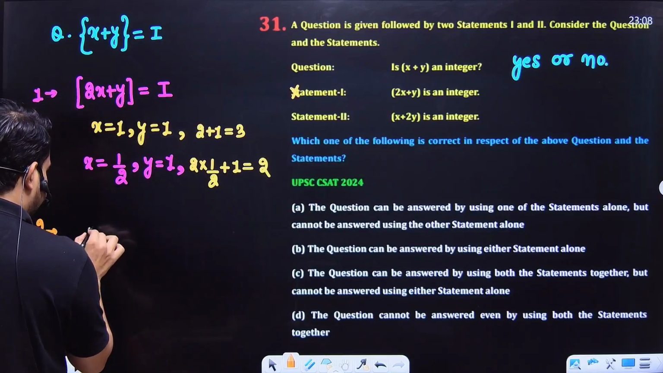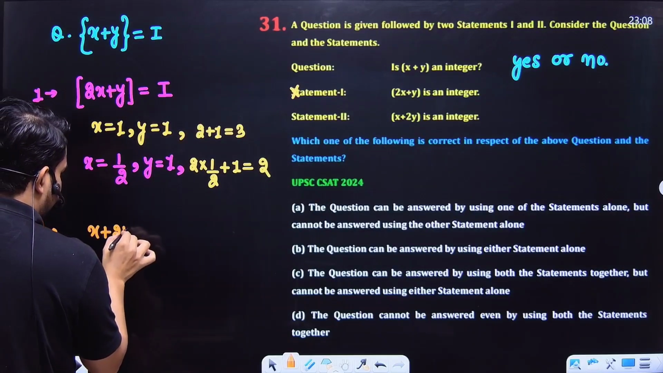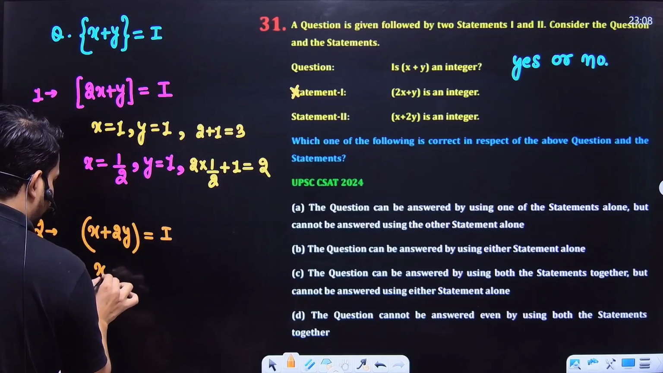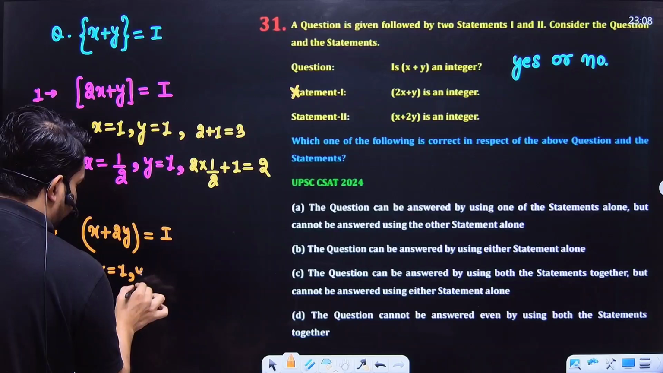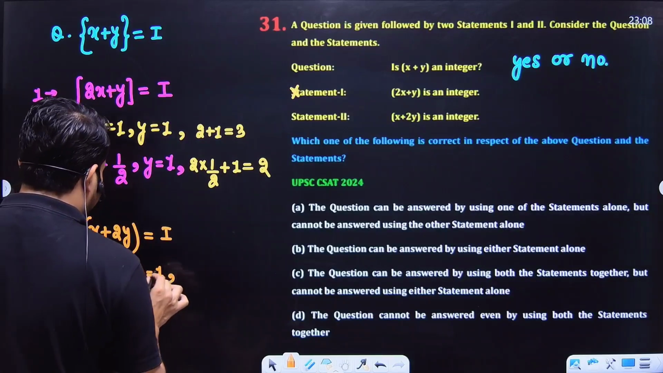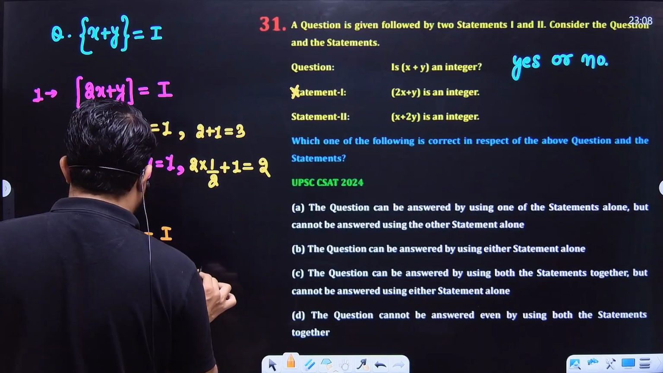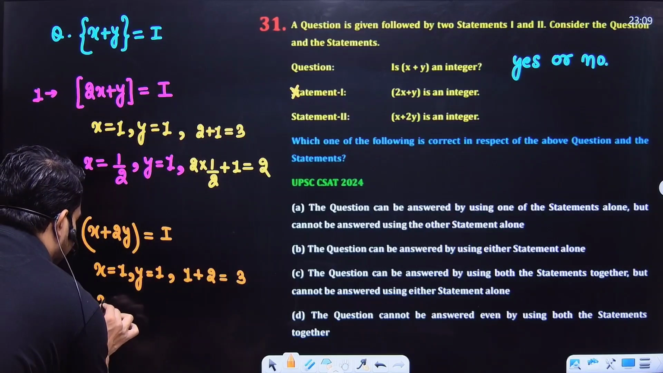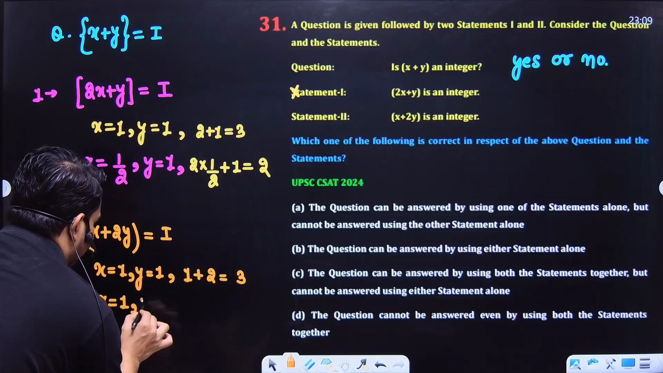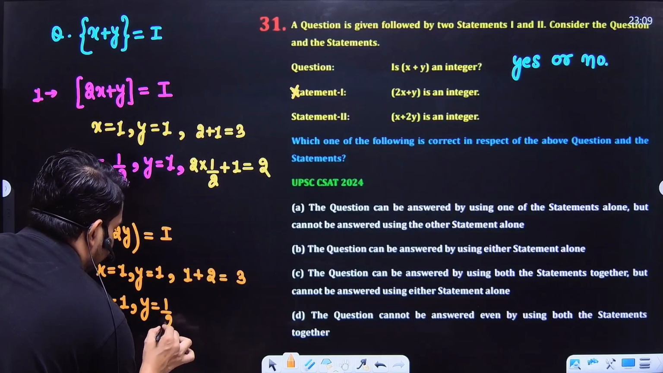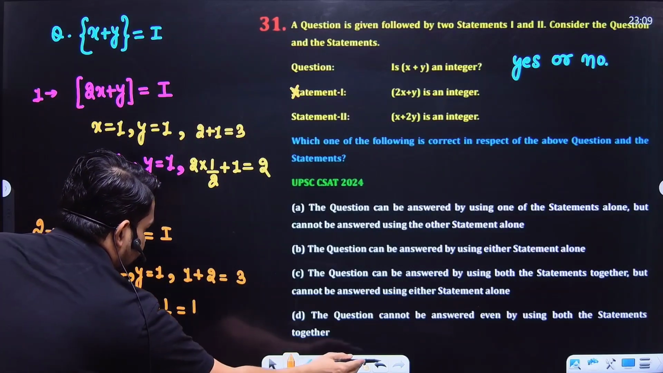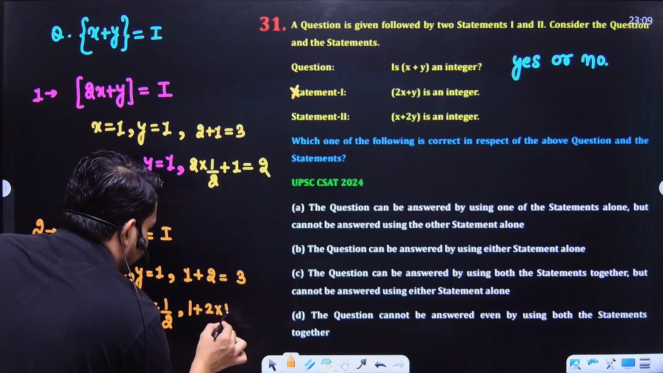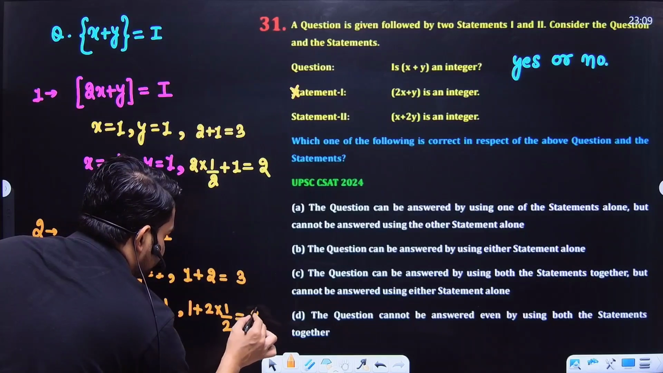If I move to statement 2, statement 2 is the same as statement first. Here it is x plus 2y equal to an integer. Put x equal to 1, y equal to 1. What will you get? 1 plus 2 is equal to 3, and 3 is an integer. If you put x equal to 1, y equal to 1 by 2, then 1 plus 2 into 1 by 2 is equal to 2, and 2 is also an integer.